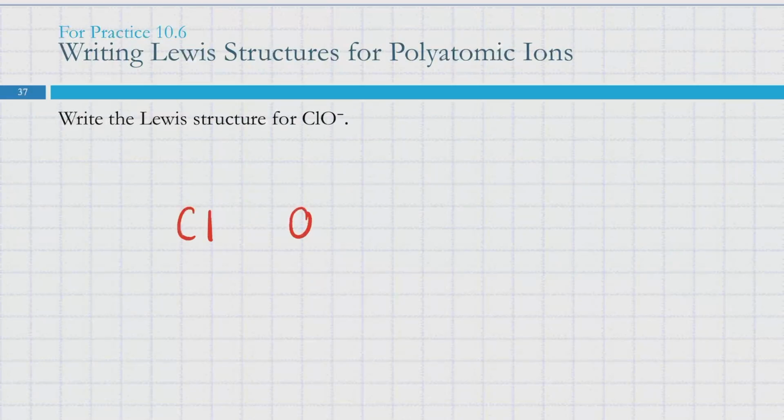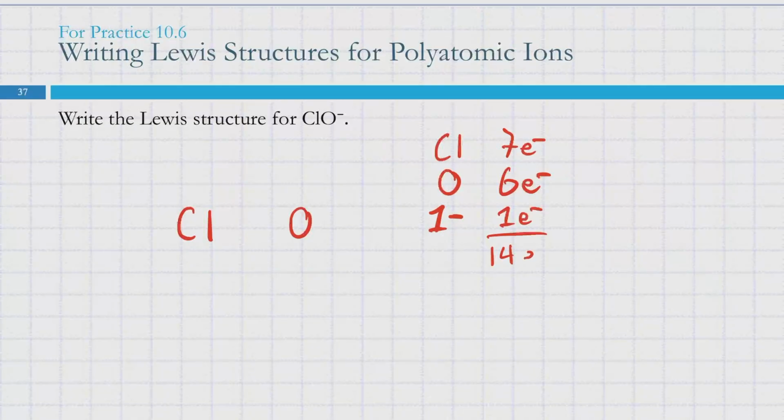Our skeletal structure, ClO. Chlorine has 7 valence electrons. Oxygen has 6 valence electrons. It has a 1 negative charge. Are we adding or subtracting an electron? Yeah, we're adding 1 more electron to get us to a total of 14 valence electrons.